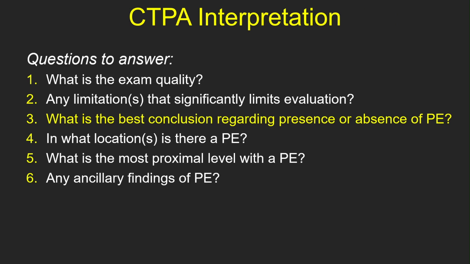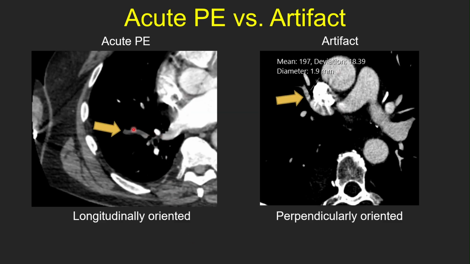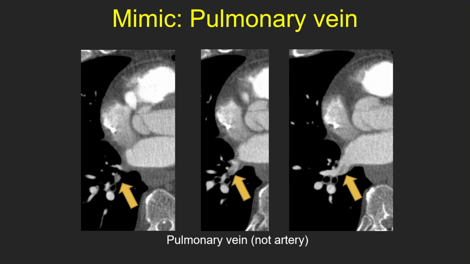The next question to answer is, what is the best conclusion regarding presence or absence of PE? Let's distinguish between acute PE and artifact so we can avoid false positives. This saddle PE has a well-defined margin. This flow-related artifact has an ill-defined margin. This acute PE is longitudinally oriented to the vessel. This streak artifact is perpendicularly or obliquely oriented to the long axis of the vessel. Moreover, the ROI shows a high density, which is again typical for artifact, not acute PE.